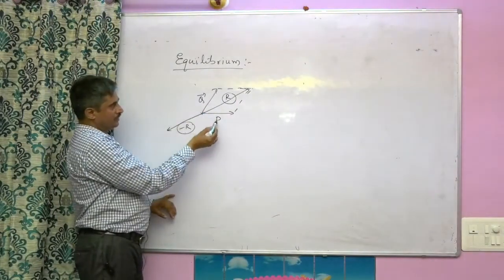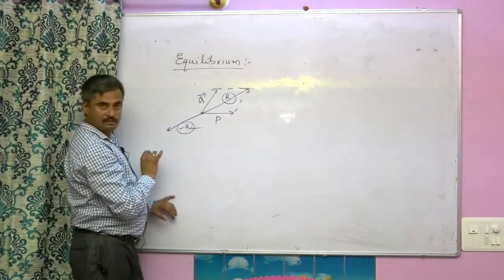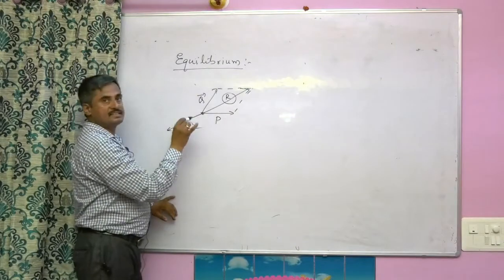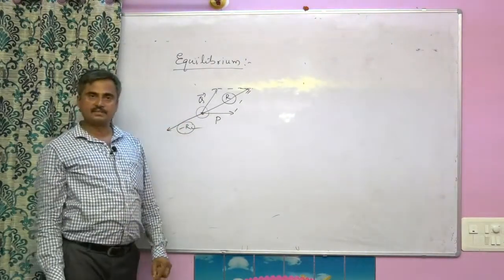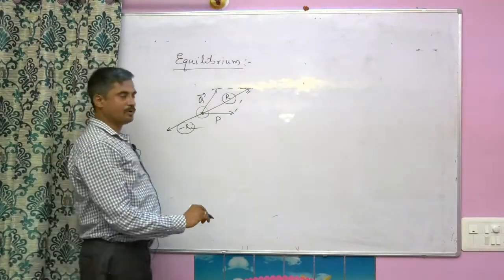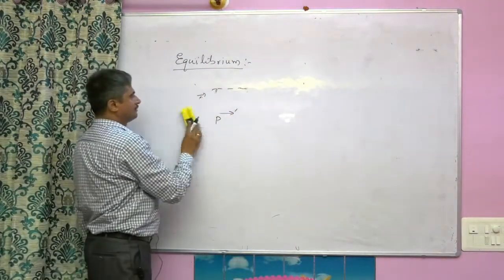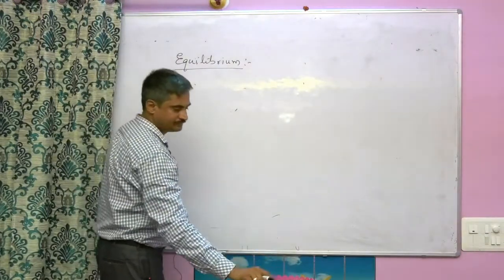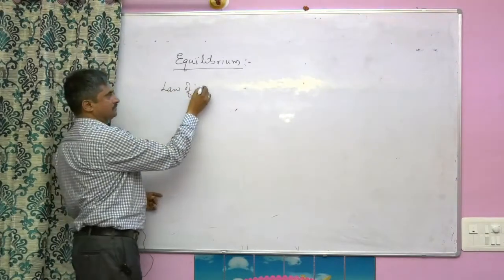So, if there are three forces P, Q and this, then the net effect is zero. That means the system is in equilibrium. System is in equilibrium means the body is not moving at all. Okay. These equilibrium conditions are helpful. So, there is a law of triangle of forces.